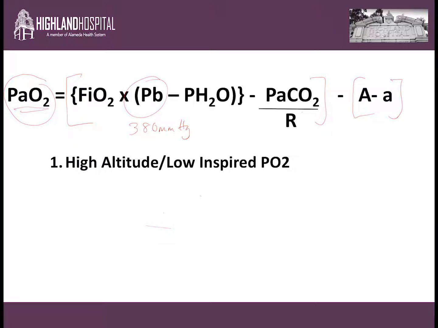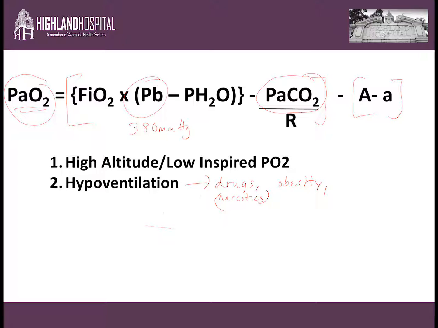The next one that's important, though, is anything that raises your arterial carbon dioxide tension, and that is commonly seen in hypoventilation. The big three things that I think about here are drugs, such as narcotics. I think of obesity, and I think of any CNS disorder that could impair my central drive.